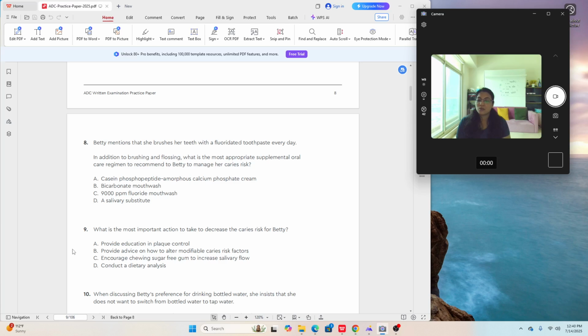Provide advice on how to alter modifiable caries risk factors. Very, very good. See, if she is doing something in her diet and she's not willing to change it, then you can give her modifications of it so that she can reduce the chances of cavities. This is very important. If she continues to follow her own risk factors, then it becomes very difficult for you to correct the problem. So if you think one of the things that she is doing is leading to more risk, you can tell her alternatives of it so that she can modify those things but still continue to live her life.